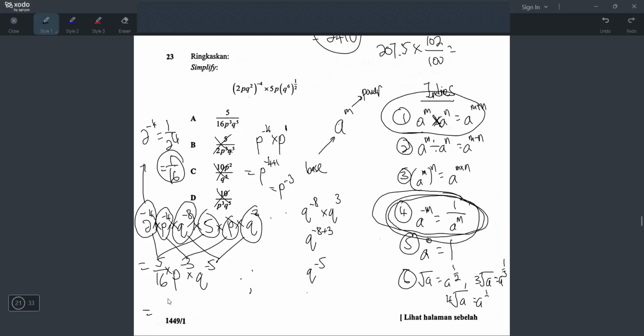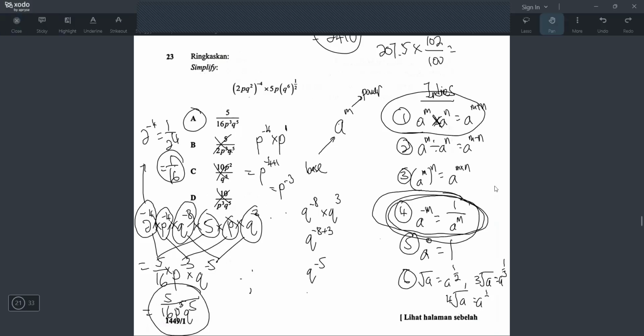So for example 5/16, ini P power negative 3. Dia sekarang duduk dekat mana? Dia sekarang duduk dekat atas sebenarnya. Right? When you write in the middle means dia duduk dekat atas. So if you want to change the power positive, boleh, you will letak bawah lah. And letak bawah, the negative 3 become 3. Same with the Q power negative 5, you letak bawah jadi Q power 5. This is the answer. So A.